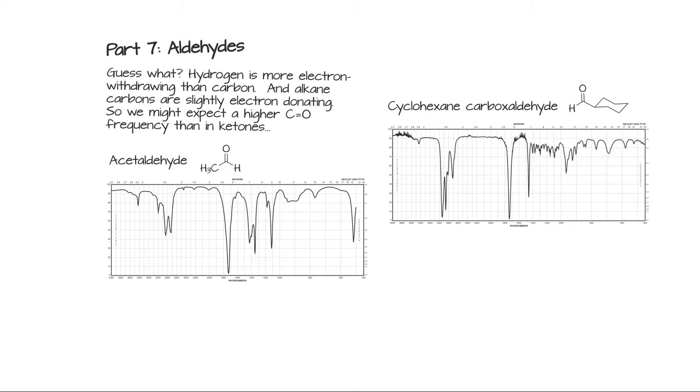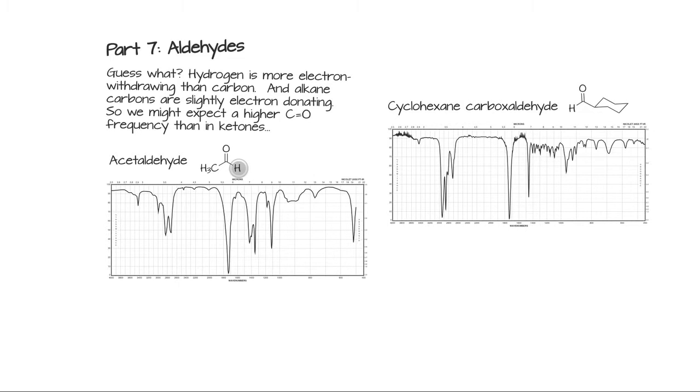Aldehydes. Now there's an example of what happens when we sort of reverse the idea of an electron donating group. A CH3 group is slightly electron donating. Believe it or not, CH3 groups are slightly electron donating. Think about it. If you substitute hydrogens on a carbon with CH3 groups, you would stabilize any sort of cationic center on that carbon. So we know that alkyl substitutions stabilize carbocations. So they must be electron donating.